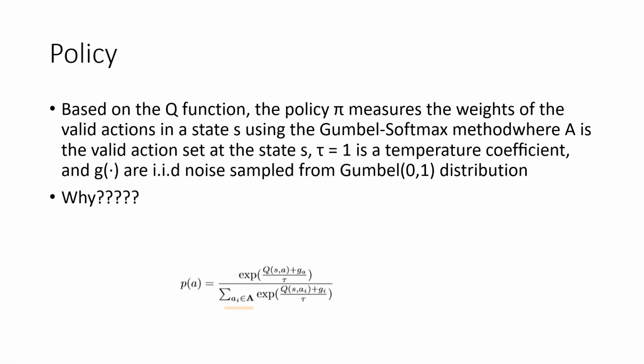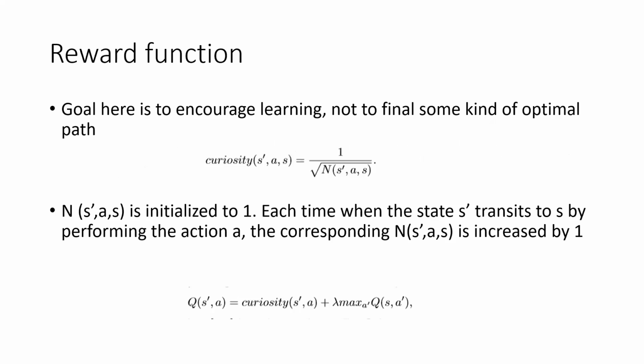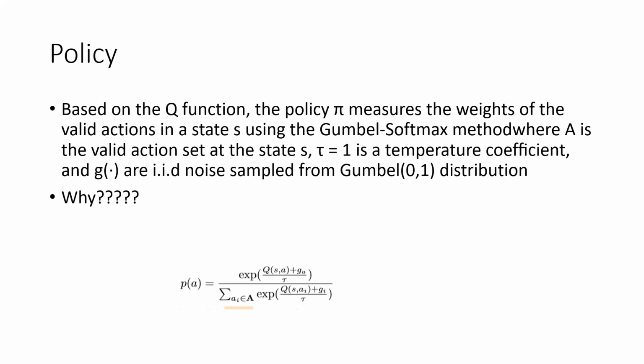Okay. So based on the Q function, the policy they construct measures the weight of the valid action in a state S using the Gumbel softmax method, where A is a valid action at the state S. Basically, it's the Gumbel distribution. Actually, this is just a softmax distribution. So why do people normally use this Gumbel function? It's because you want to take the action with the highest reward, correct? The highest Q of S, A.